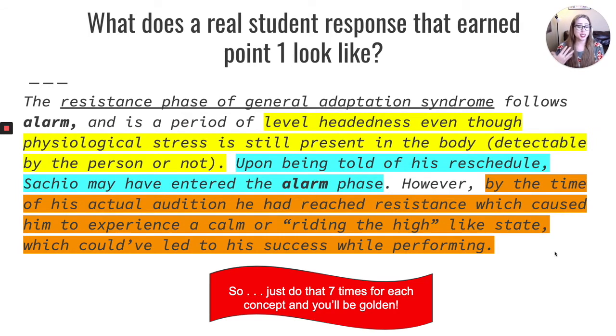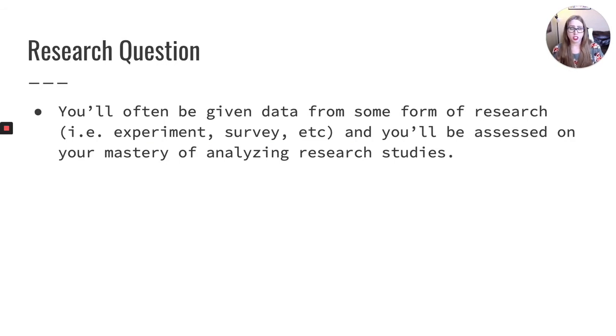So you just need to do that 6 more times for the other terms, and then you would get all 7 of your points. Again, if you don't know one of the terms, that's okay. You can skip it if you're short on time, or you can take your best guess. Whatever you do is totally up to you. Let's move on to our research questions.